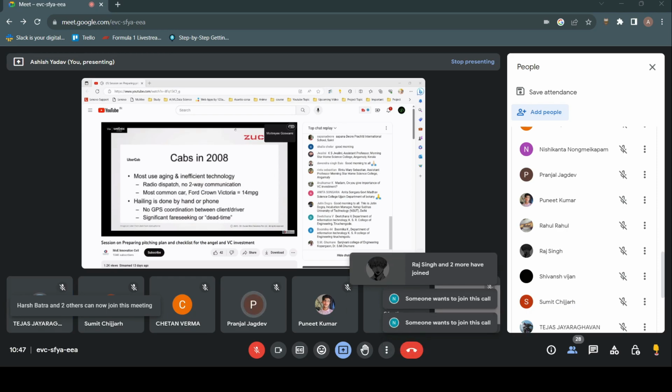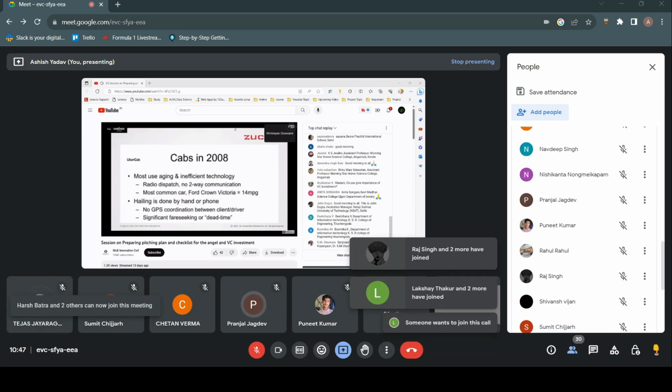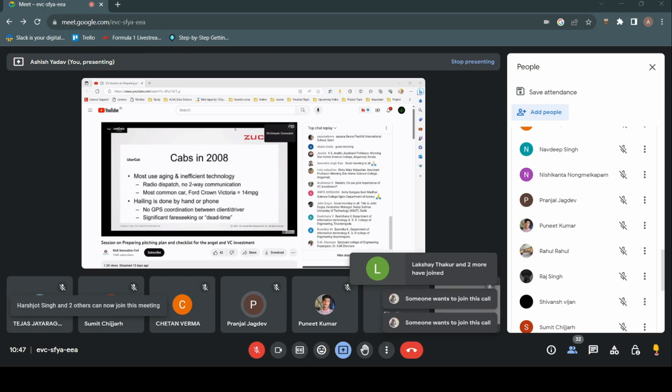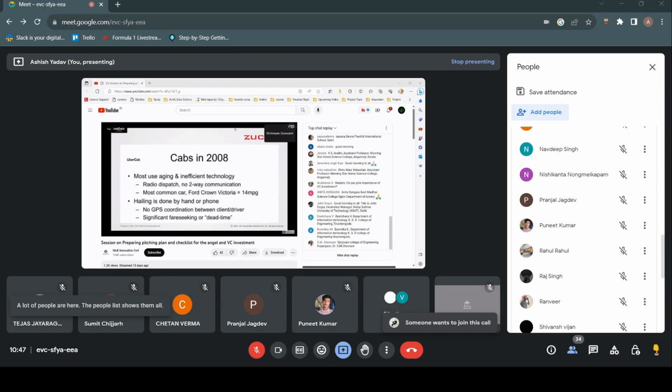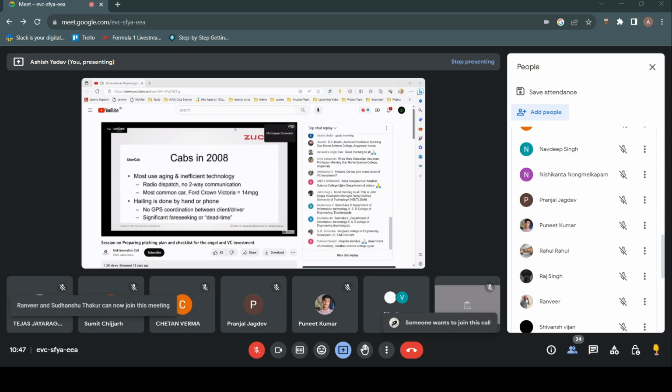So this is what Uber cabs actually presented in their first deck. This was their problem statement. They said that most use aging and inefficient technology, radio dispatch, no two-way communication, most common car Ford Crown Victoria. So this is what they were talking about, the cab scenario in the US in 2008, and this is how they presented their problems. You can relate instantly that these are the problems you also face, and this is a very solvable problem, and this is a potential idea that can actually be invested in.